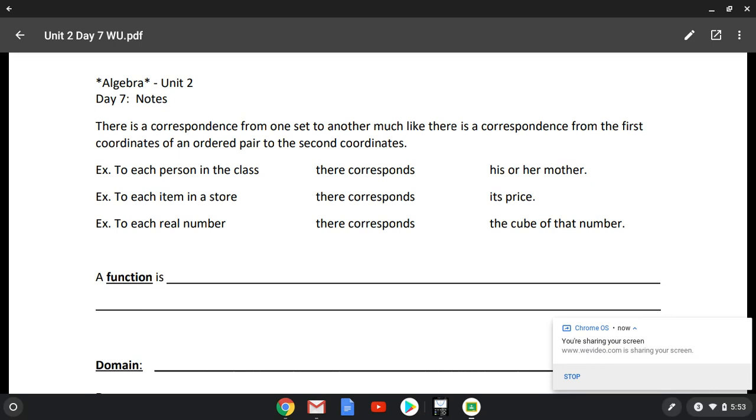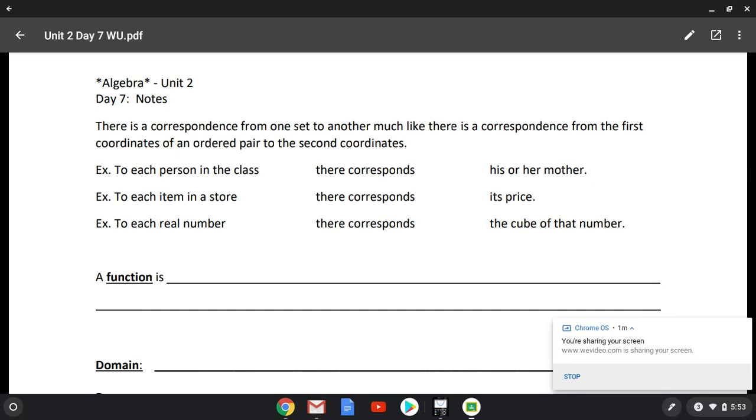Or for each item in a store, there needs to be a price. Okay, so if I'm buying a Snickers bar, there's a price. If I'm buying a Twix bar, there's a price as well. It could be the same price. That's okay. But for every item that you choose, or the first thing that you choose in a store, it's got to be attached with a price in order to pay for it.